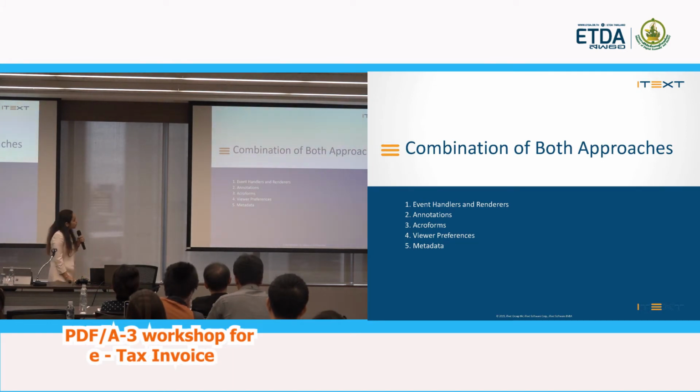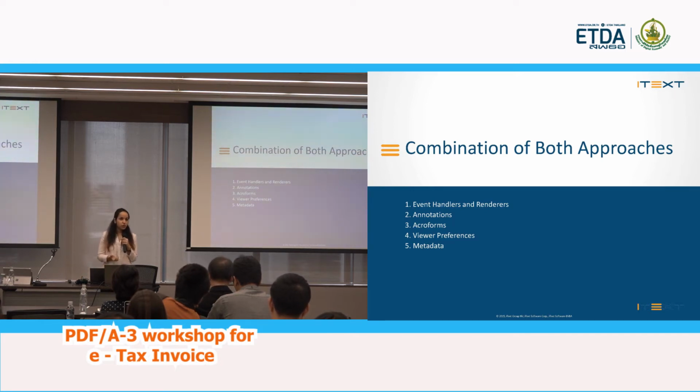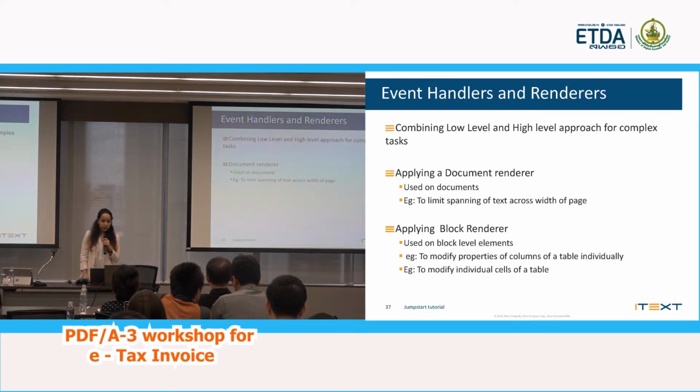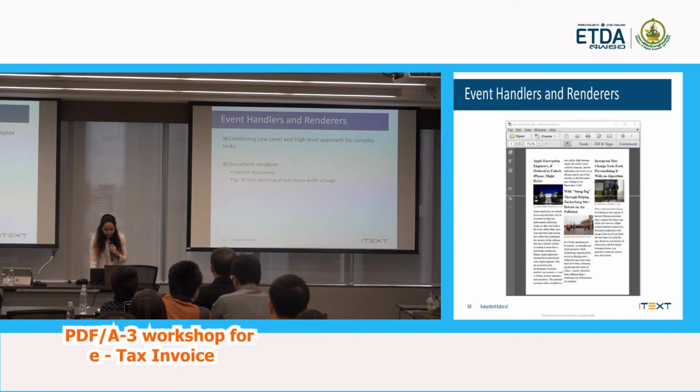Moving forward to a combination of both approaches. The combination of both approaches allows the programmer to perform more complex operations. It gives you more fine-grained control over creation and manipulation of your PDFs. We'll explore some concepts related to this. The first concept that I discuss here is the concept of a renderer. We have document renderers, column renderers, table renderers, cell renderers. What these renderers do is they give you control over every element individually. We'll look at a few examples.